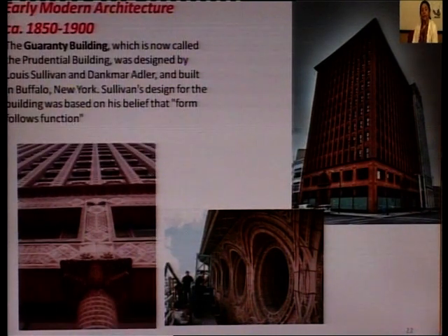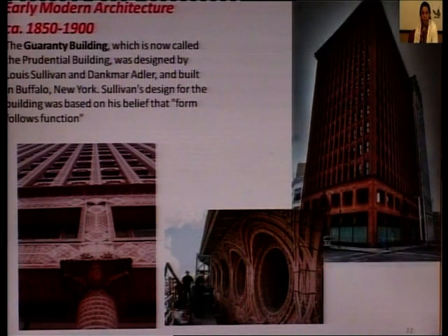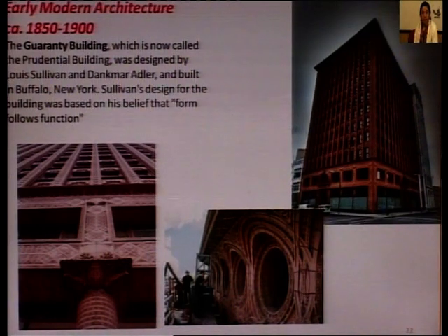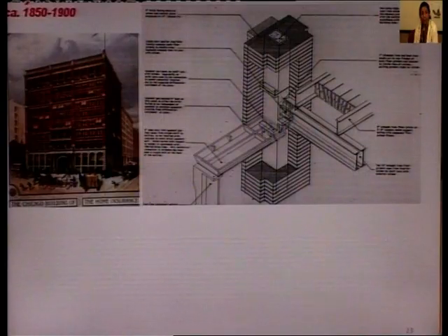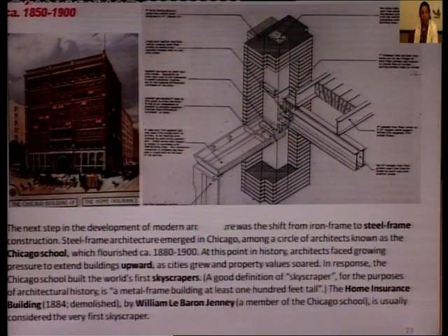The early modern architecture, 1850 to 1900, talks about less is more and talks about ornamentation not being a part of the building anymore, rather the form following function. The Guarantee Building is a perfect example, designed by the Adler and Sullivan firm, Louis Sullivan, built in Buffalo, New York. Sullivan's design for the building was based on his belief that form follows function. The Guarantee Building, and here more examples of form following function.